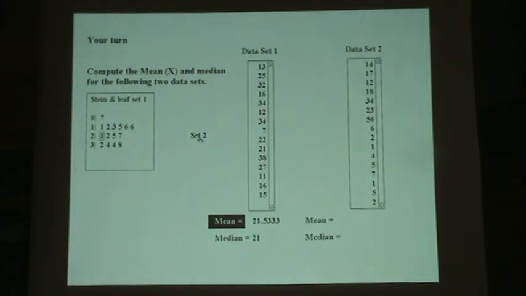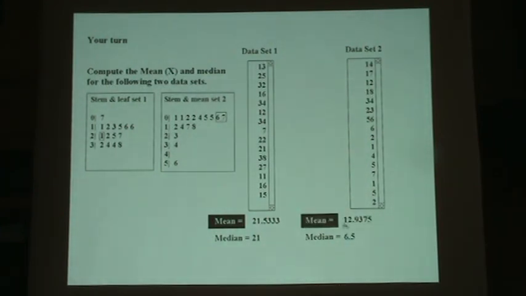Let's take a look at this data set. Now this data set is very different. This data set is skewed. Notice we have a couple of possible outliers here. Most of the data points tend to fall up here. We would suspect that the mean in this distribution would be very different. And here our mean is 12.9 and our median is 6.5.